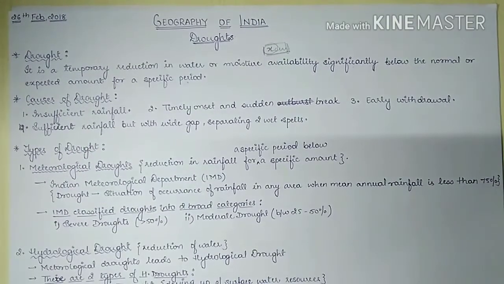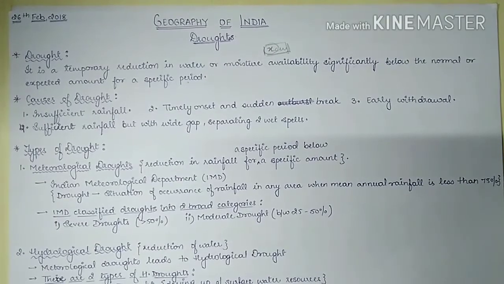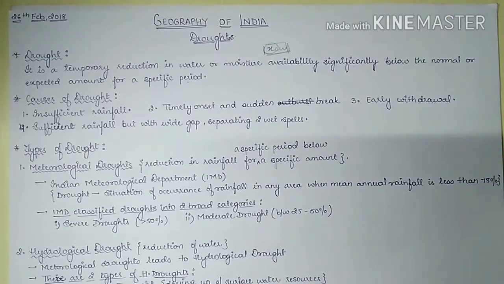So it is simply a lack of water or moisture to satisfy the normal need for agriculture, livestock, industry, or human population.